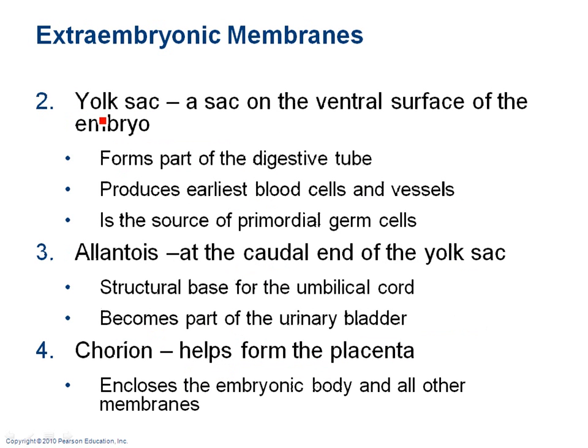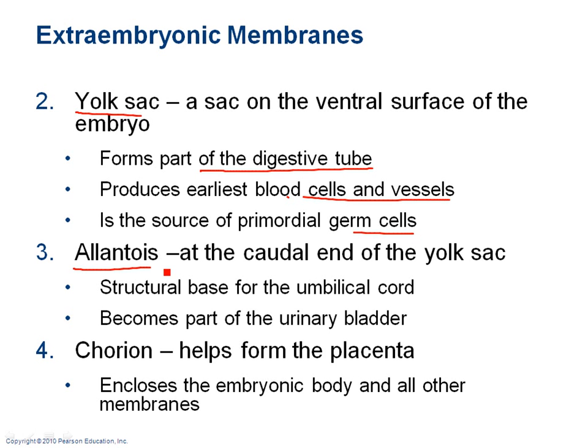All right, you have the yolk sac. When you talk in the next video about the germ layers like the mesoderm, endoderm, and ectoderm, the yolk sac will become part of the digestive system. It makes some of the first blood cells, some of the first blood vessels, and some of our first germ cells. Like I said, you'll see a little bit more of that in the next video.